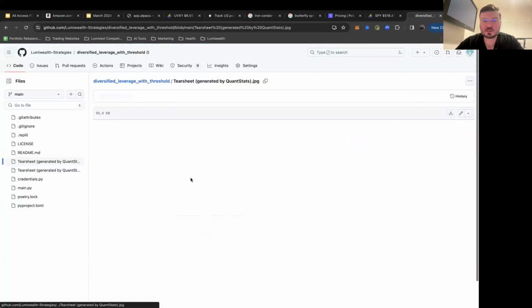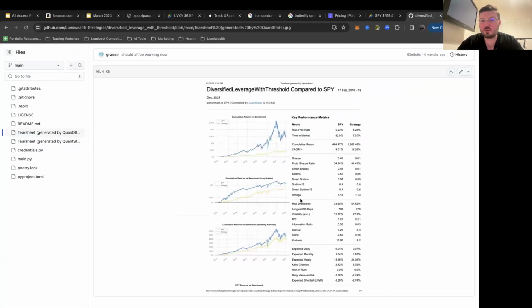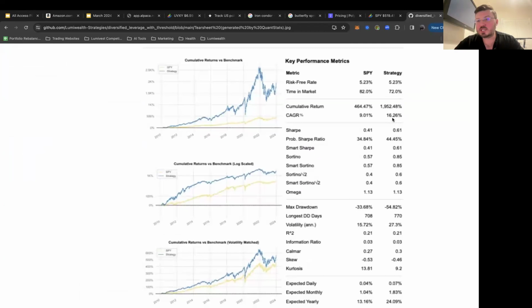This is what the back test looks like. It also does quite well over time, 16% a year. That's pretty good, right? This is one of the first strategies that we've ever built, and it's back tested over a very long time period. You can see it's done quite well. Bit of a higher max drawdown, but it also outperforms the market quite a bit.